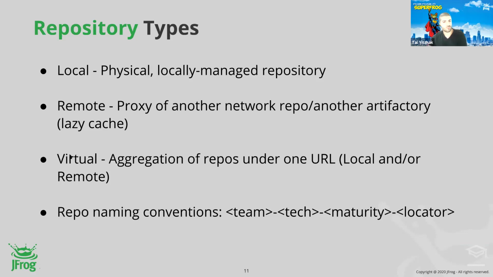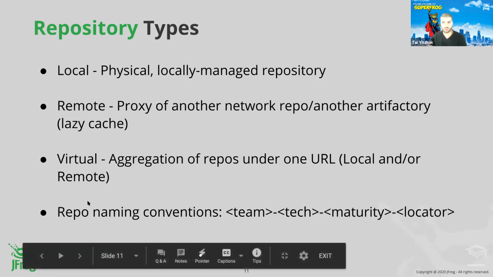A virtual repository is something that we consider best practice because it allows you to aggregate multiple repositories under one URL. When you build a project, you need two endpoints. You need one endpoint to bring the relevant dependencies and a second endpoint to store the binaries. But you do not want to communicate with two different endpoints. It's much easier to communicate with one endpoint. This is why we have virtual repositories. And I will show that in the hands-on lab as well.